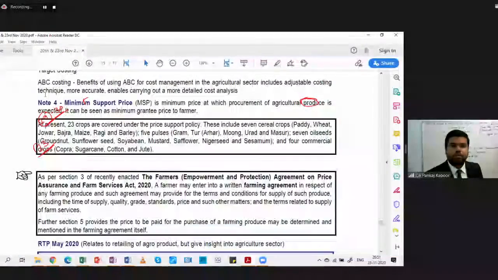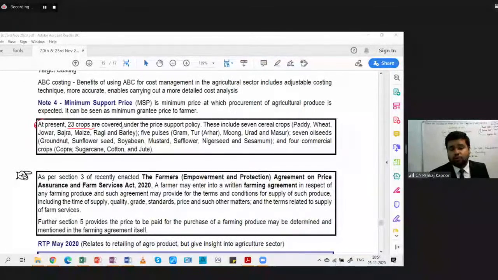Okay, you can see here. There are 23 crops for which MSP is being decided. This includes 7 cereal crops, then 5 pulses, then further 7 oilseeds, dalhan, tilhan. I believe some of my friends are able to understand this in Hindi, but the names are written in front of you. And the 4 commercial crops. So for these 23 crops, the MSP is being decided.